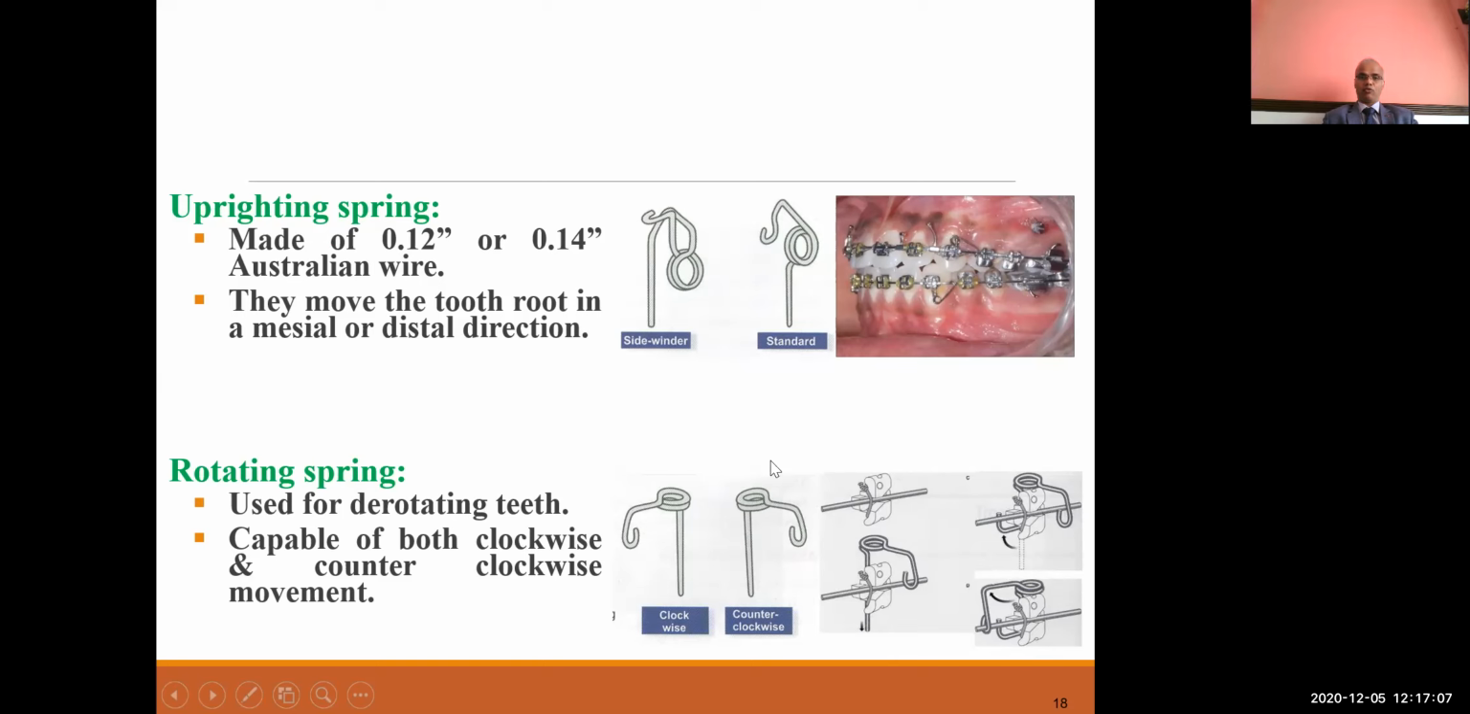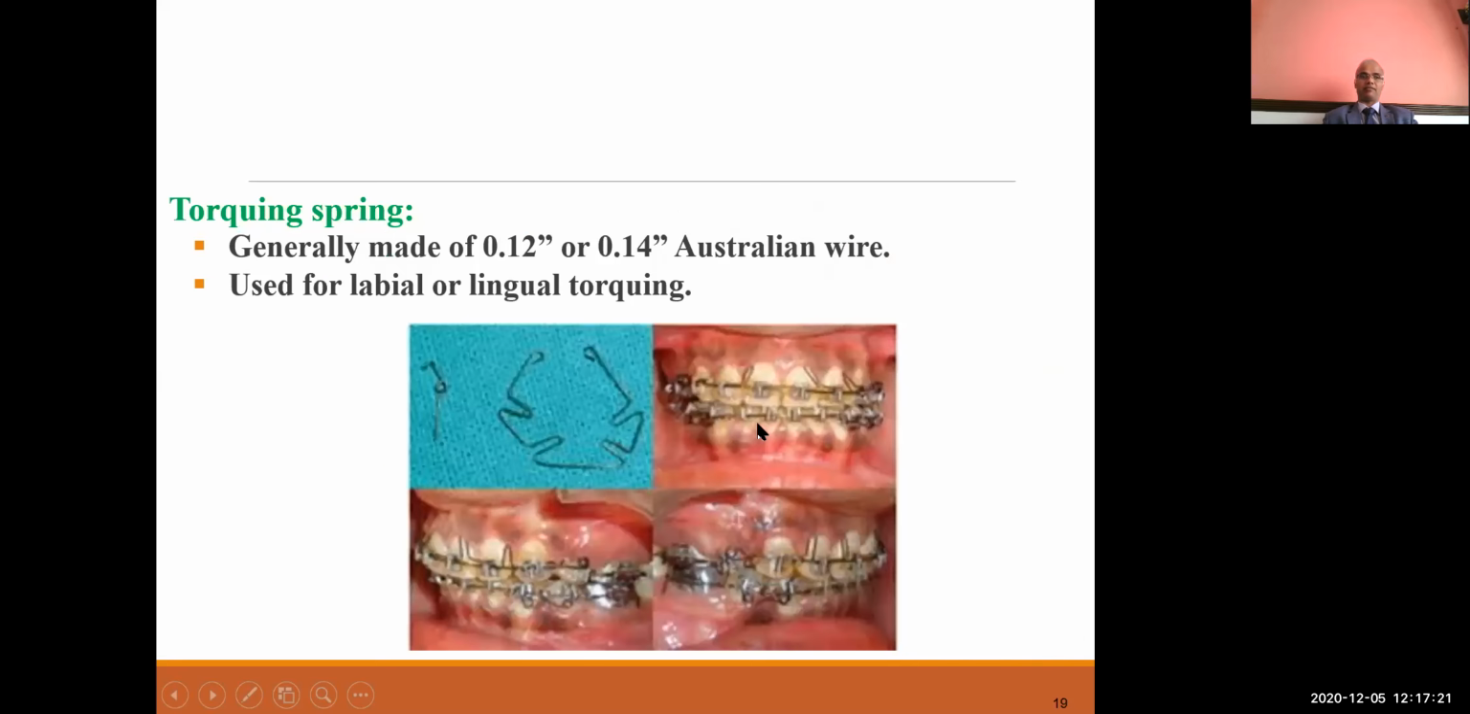And rotating springs, as its name suggests, are used for derotation of the tooth. They are capable of both clockwise and counterclockwise movements. These are used in Begg and Tip-Edge techniques. Torquing springs are generally used in the Begg technique, made up of 0.12 or 0.14 Australian wires, used for labial or lingual torquing of tooth.